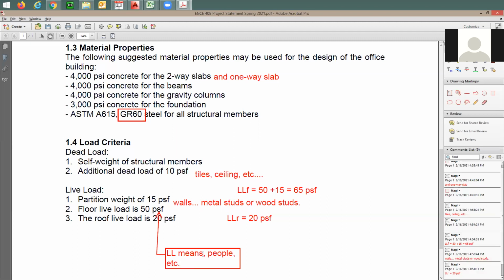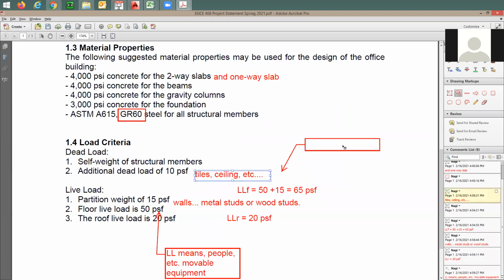How about equipment? Is equipment part of the live load? Which equipment? Like an air conditioning unit, is that going to be live load? Yes. No. The live load equipment is going to be like computers, like a big copy machine. You still call it equipment and you consider it as part of the live load. The additional dead load, you can also include, let's say, an elevator.